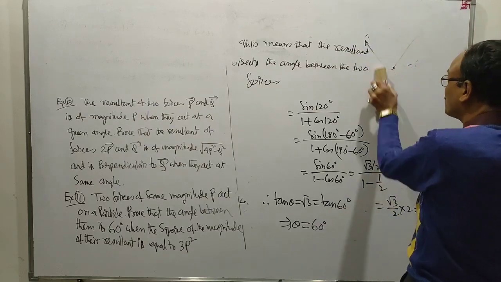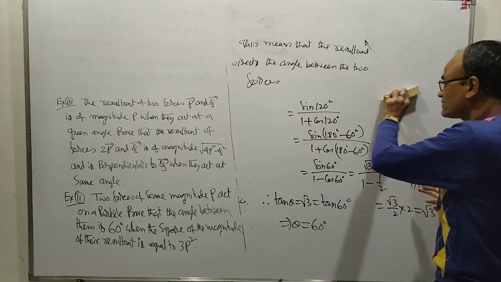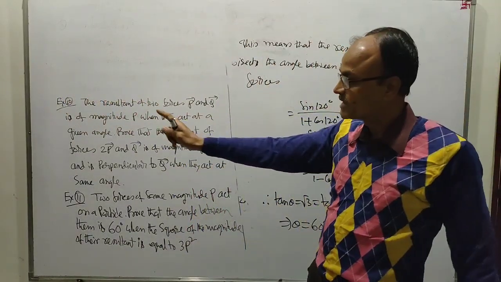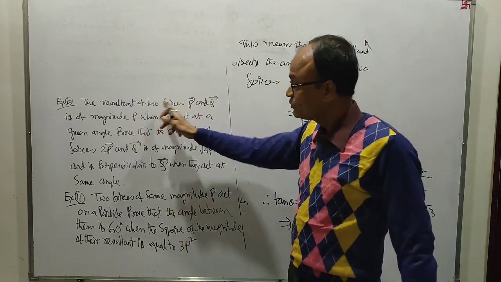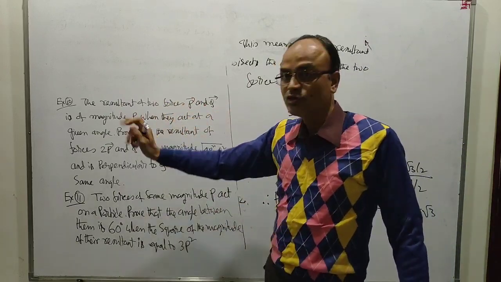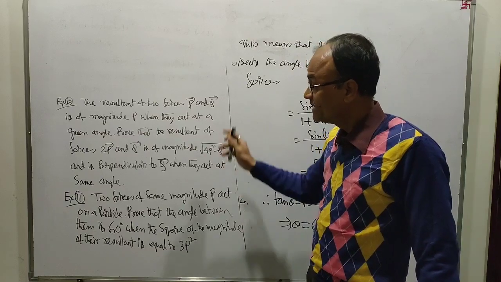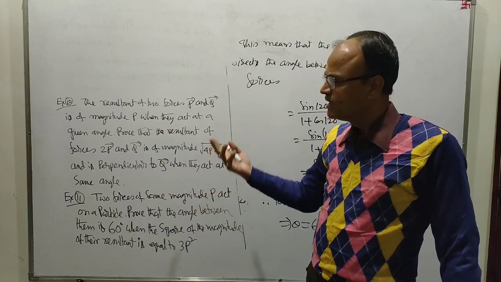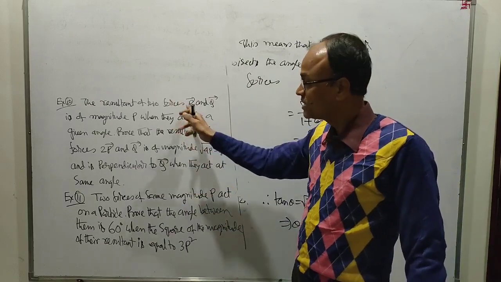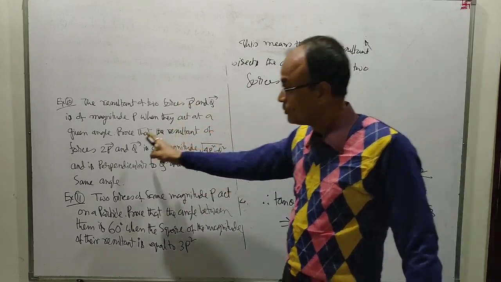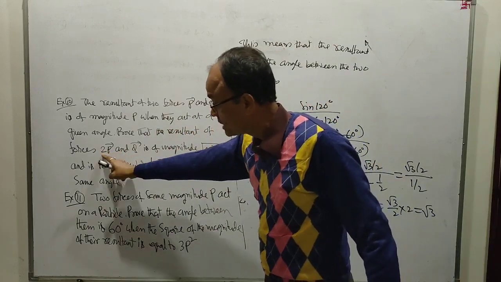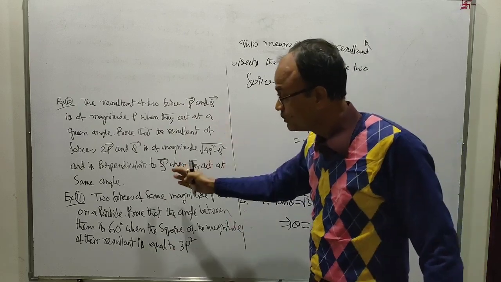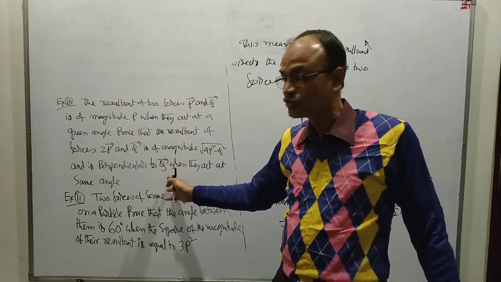Now let me move on. Now I am going to solve question number 10. What is it? The resultant of two forces P and Q is of magnitude P when they act at a given angle. Suppose that the angle between the two forces P and Q is alpha. Prove that the resultant of forces twice P and Q is of this magnitude and is perpendicular.